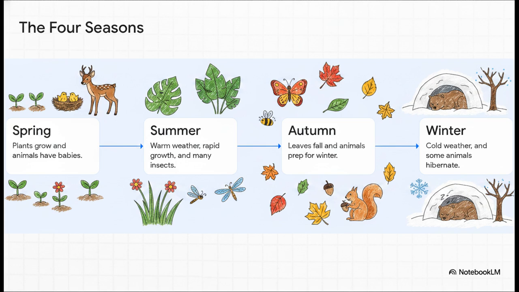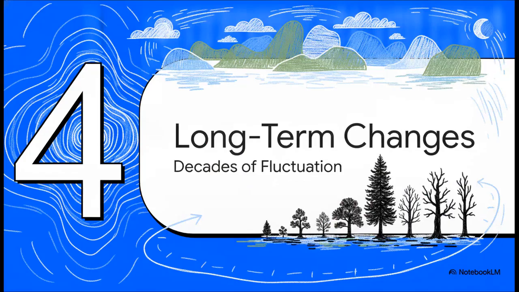In spring, plants sprout and animals have their babies. By summer, the warm weather brings rapid growth and insects are just everywhere. Then comes autumn. Leaves change color and drop, and animals really start hustling to prepare for the cold. Finally, winter arrives, bringing freezing weather, slowing everything way down, and sending some animals into hibernation. It's wild to think about, but the exact same forest looks and acts completely differently across these 4 seasons. Section 4. Let's move to long-term population changes and see decades of fluctuation.